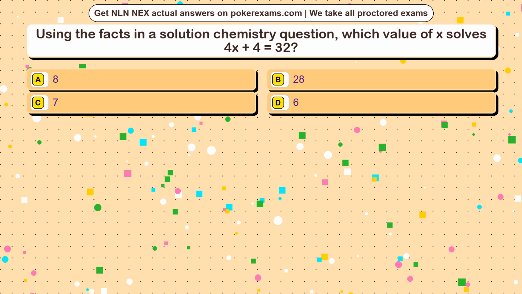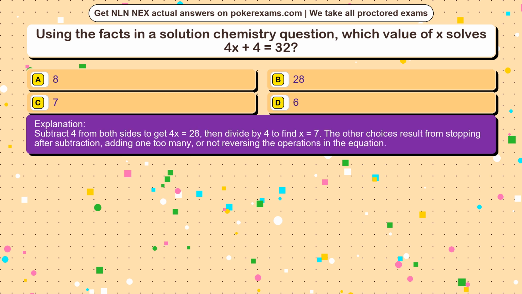The correct answer is option. Subtract 4 from both sides to get 4x equals 28, then divide by 4 to find x equals 7. The other choices result from stopping after subtraction, adding one too many, or not reversing the operations in the equation.